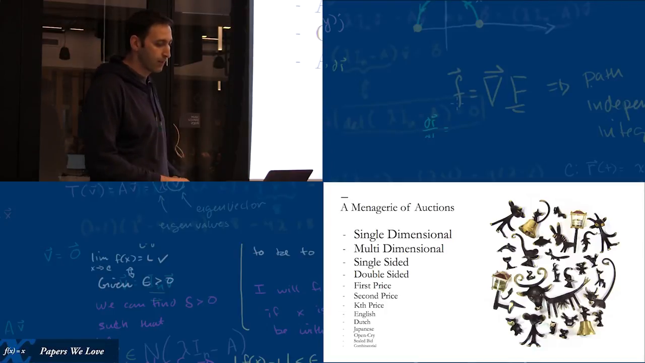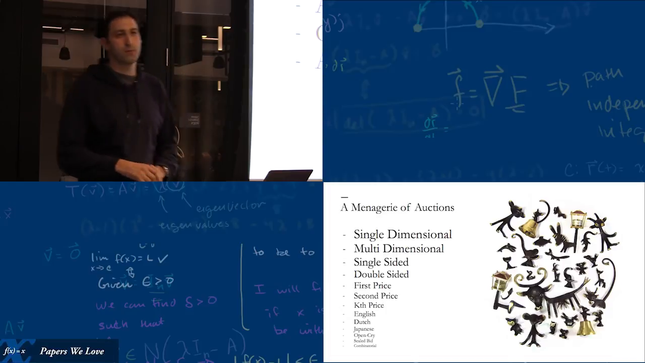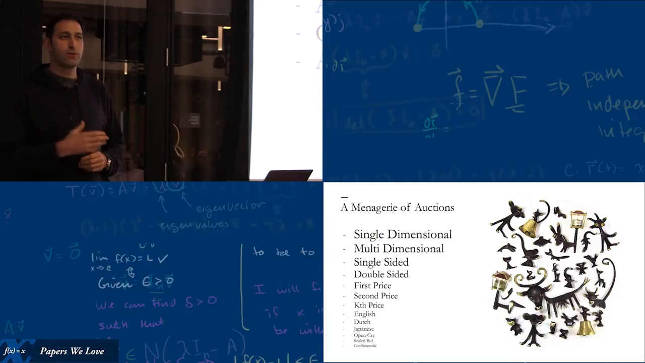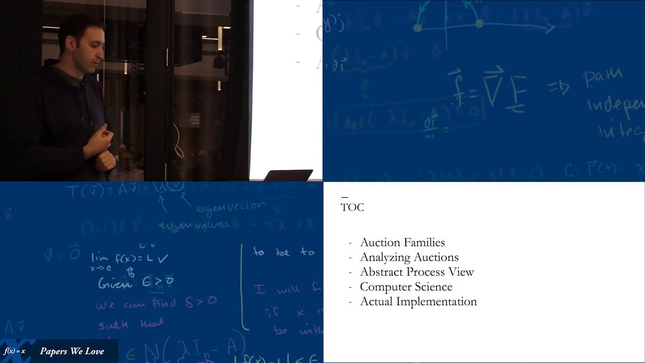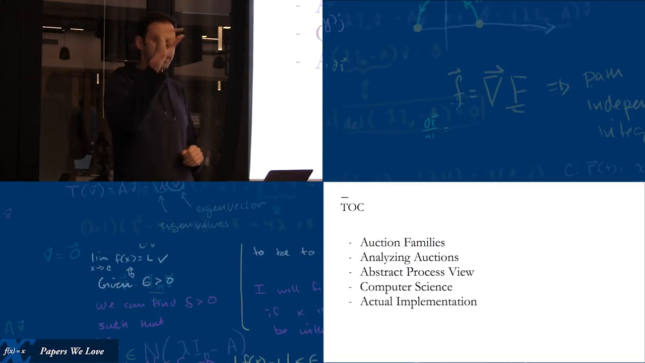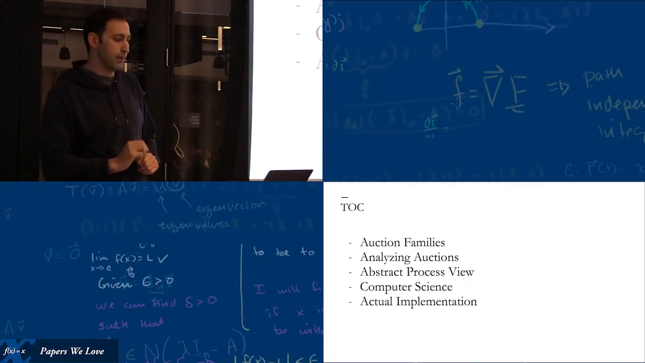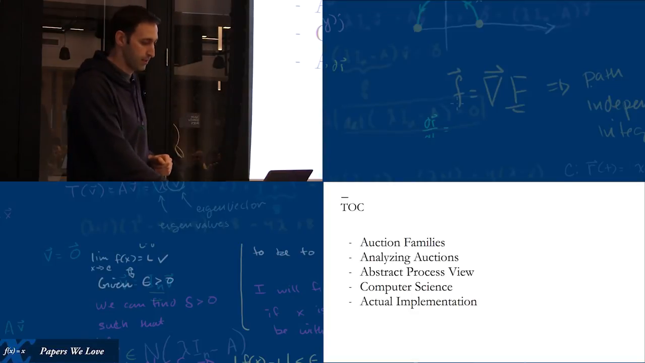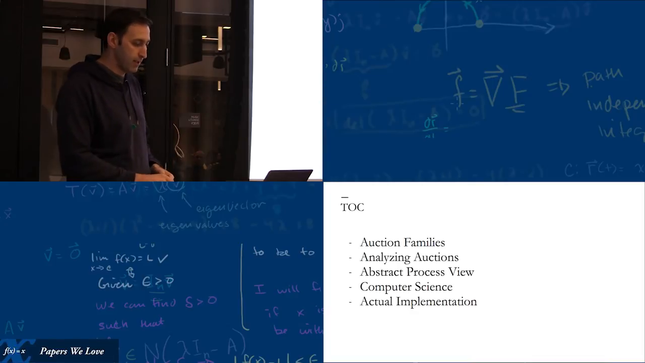So one way to look at auctions, and this is what we're going to do here, is to talk about auction families. We're going to look at how auctions are analyzed, give a little bit of a process view of auctions, and talk a little about computer science, just a short introduction to get you curious if you want to dig into the paper. Then I can talk a little about the implementation of an auction and give you some links to those things. All right, so let's talk about auction families to start.